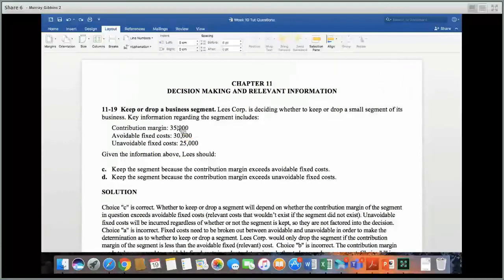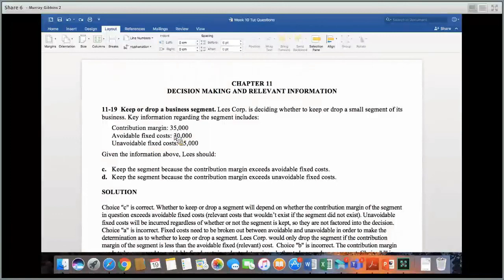So the first question is, do we keep or drop a business segment? This particular business segment has a contribution margin of 35. If we drop the segment, we'll be able to save $30,000 in fixed costs. But even if we drop the segment, we'll still have these unavoidable fixed costs. So whether we drop it or not, that $25,000 becomes irrelevant.